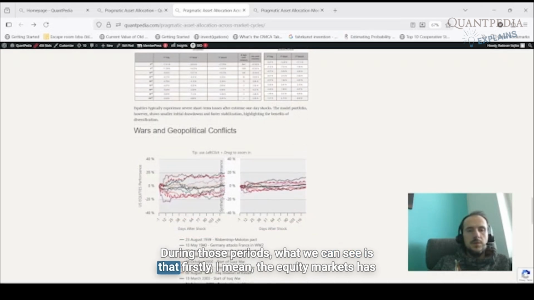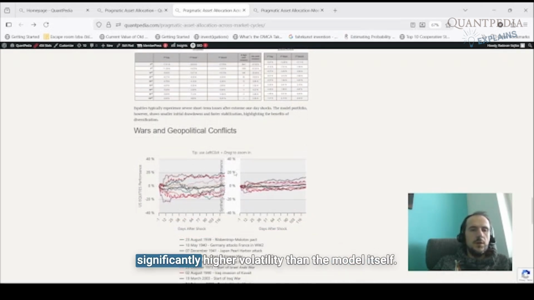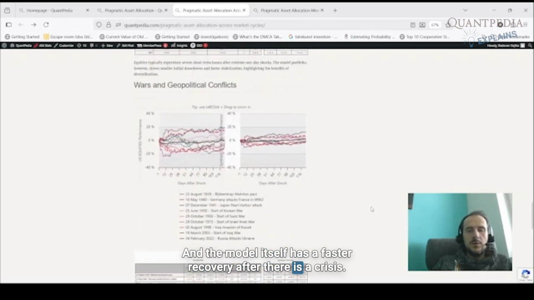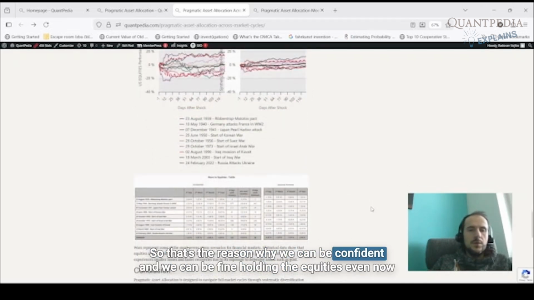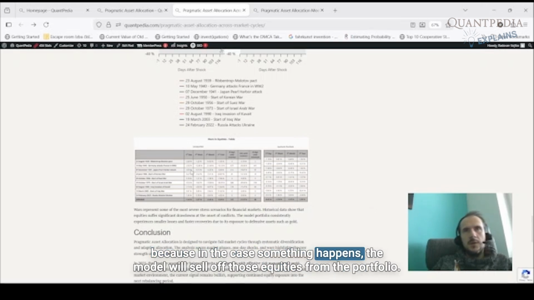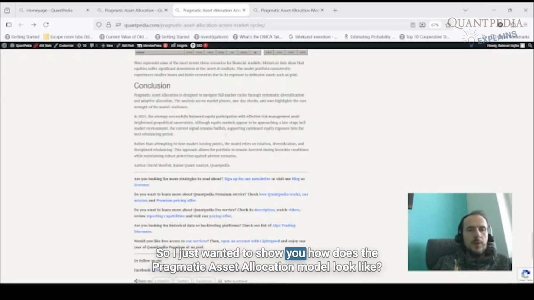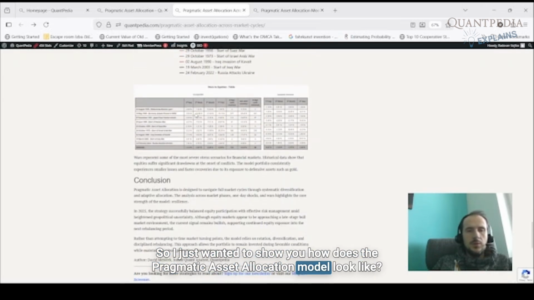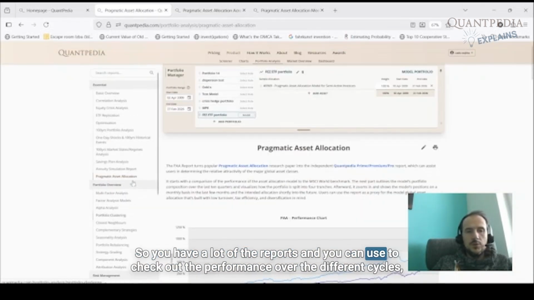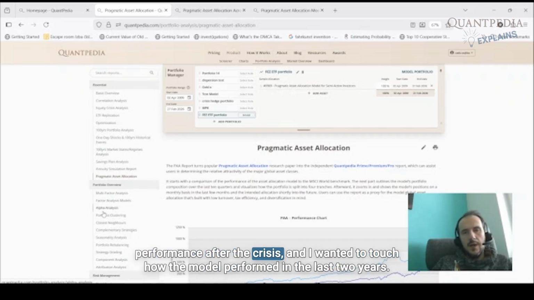What we can see is that, firstly, the equity market has significantly higher volatility than the model itself, and the model has a faster recovery after a crisis. So that's the reason why we can be confident holding the equities even now, because in case something happens, the model will sell off those equities from the portfolio. So I just wanted to show you how the pragmatic asset allocation model looks, how you can test it, and how you can test any other model in Quantpedia. Here are a lot of reports that you can use to check the performance over different cycles, and performance after crises.